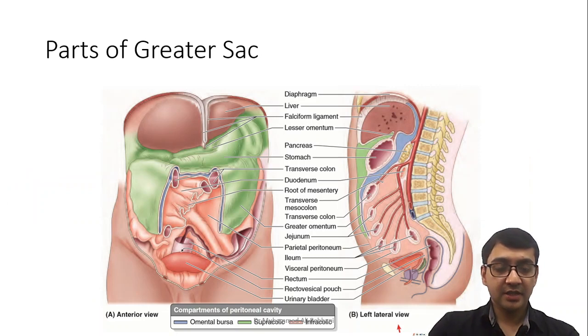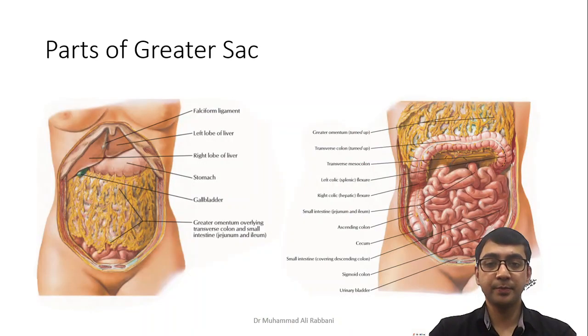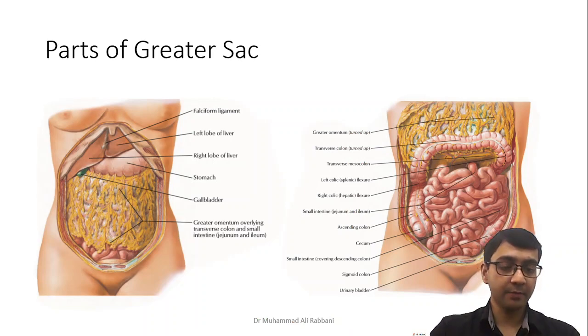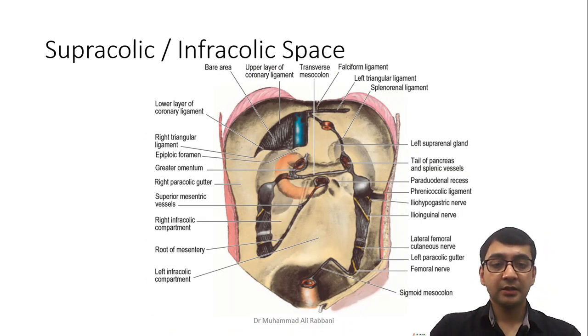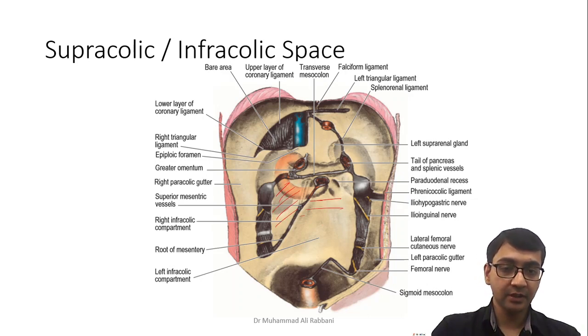Spaces, just a revision of the names: lesser sac, greater sac. Greater sac has the supracolic compartment shown in green and the infracolic compartment shown in pink. This was the supracolic compartment anteriorly, infracolic compartment behind. The infracolic compartment could further be divided depending upon the attachment of the mesentery of the small intestine, into the left infracolic compartment and the right infracolic compartment.